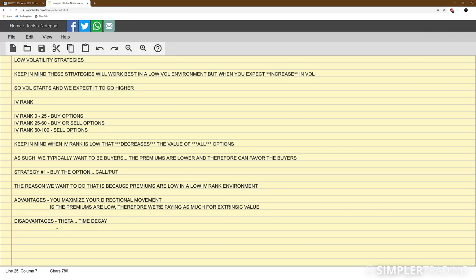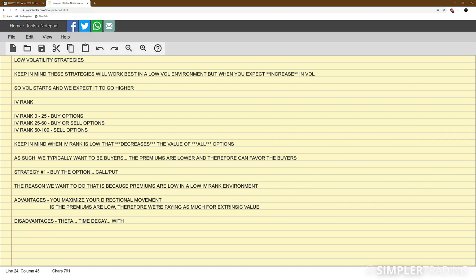The other disadvantage, well, that's pretty much the one major one in terms of this particular strategy, is going to be theta. In this environment, the disadvantages would be theta; your vega is fine, your gamma is fine, your deltas are fine. So, time decay. Let's talk a little bit about time decay.